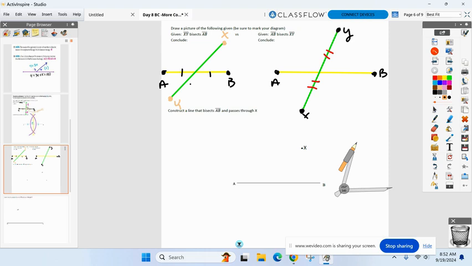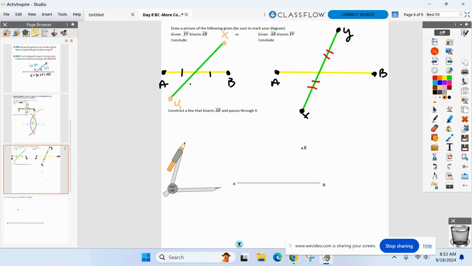Okay, grab your compass. I want you to think about this now. Construct a line that bisects AB, but here's the catch. Your line's got to go through X. Okay, it's got to go through X. So do we know how to cut it in half, right? I showed you that construction, right?